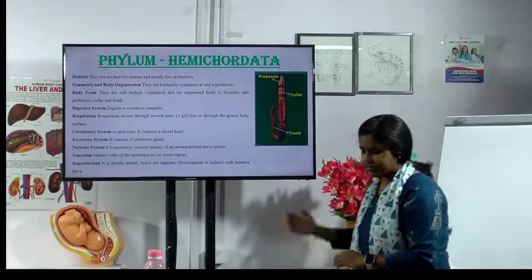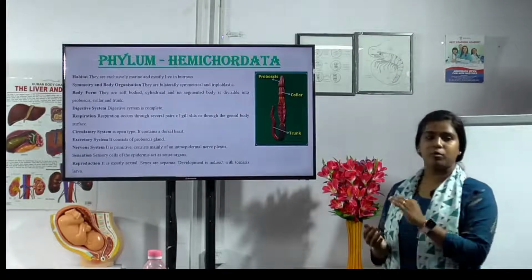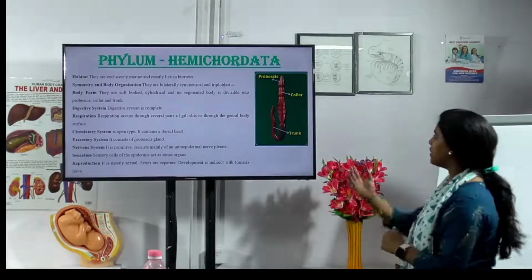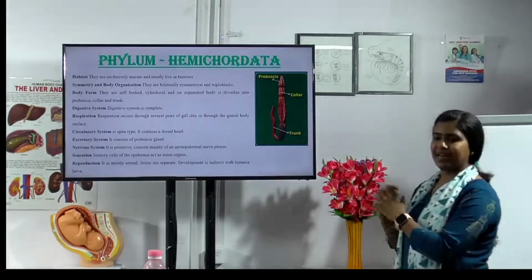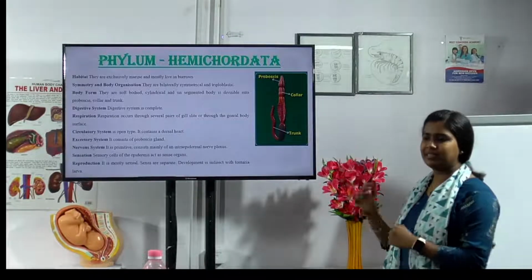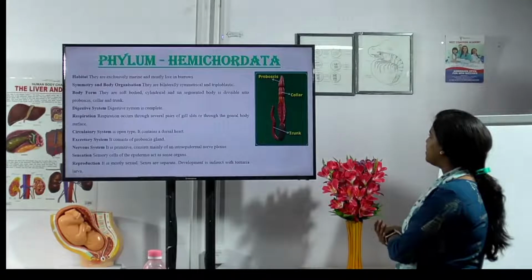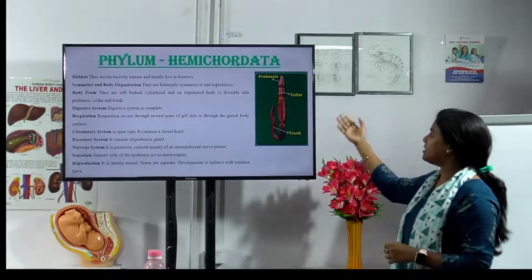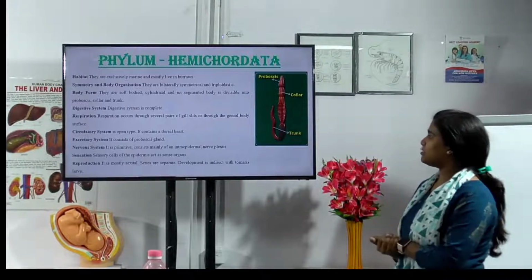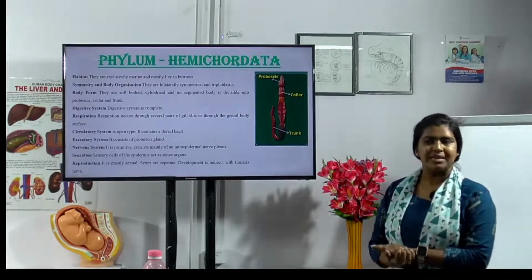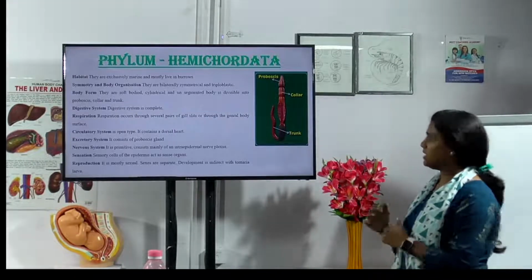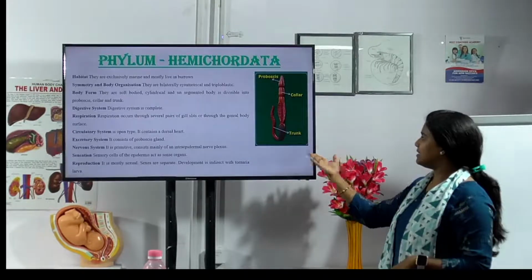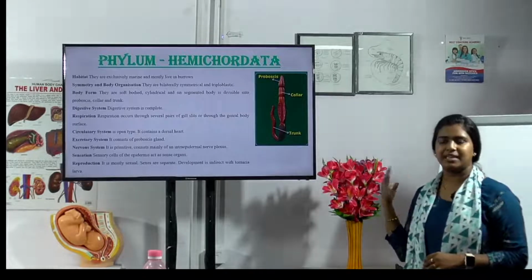They usually live in marine habitats and mostly live in burrows. Burrows, yes, தோண்டி அதில் தான் வாழ்வாங்க. And they are bilaterally symmetrical and triploblastic, and the body is very soft, cylindrical and unsegmented, divided into proboscis, collar and a trunk. Digestive system is complete here. Respiration is through several pairs of gill slits, and circulation is open type, which contains a dorsal heart.